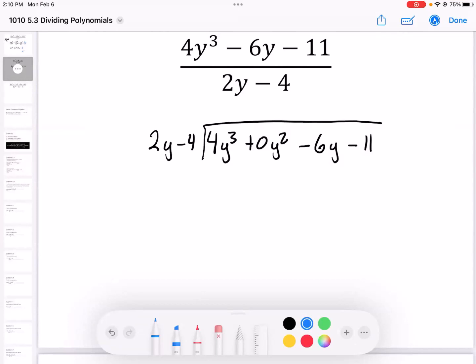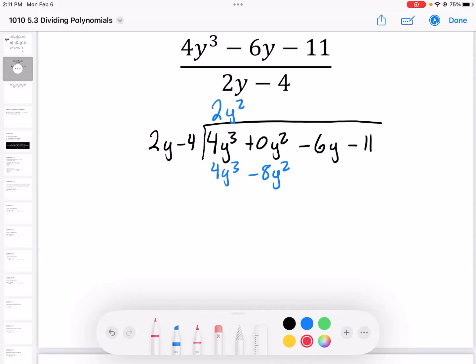So 4y cubed divided by 2y: 4 divided by 2 is 2, and y cubed divided by y is what? Y squared. So this is what goes in my answer. Then I take this and multiply it by the whole thing. So 2y squared times 2y gives me 4y cubed, and 2y squared times -4 gives me -8y squared. This is why it was helpful to put a 0y squared in here, because it gives me a column to put my y squareds in. Everybody good with that?